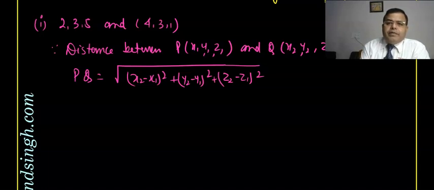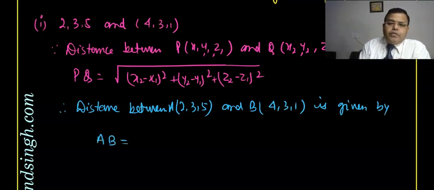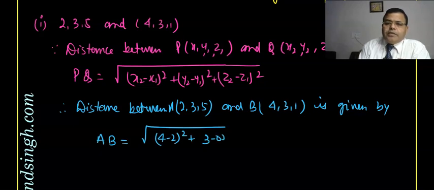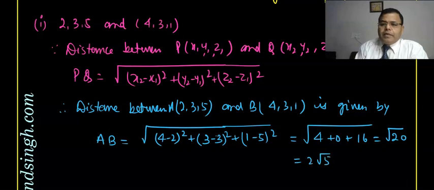Now here, in place of x1, y1, z1 we have 2, 3, 5 and x2, y2, z2 is 4, 3, 1. Therefore the distance between A (2, 3, 5) and B (4, 3, 1) is given by AB is equal to under root 4 minus 2 whole square plus 3 minus 3 whole square plus 1 minus 5 whole square. That is 4 minus 2, 2 whole square is 4, plus 0 plus 16, that is under root 20. So it will be 2 root 5 units, the answer.